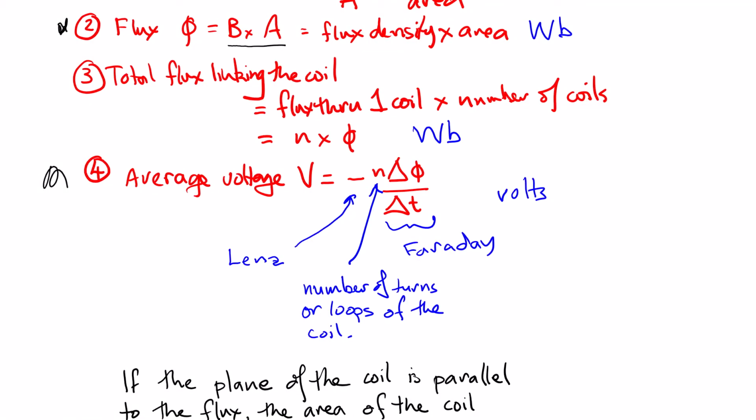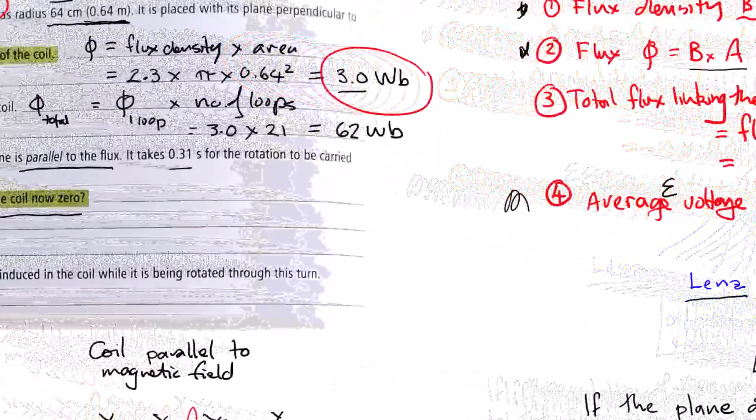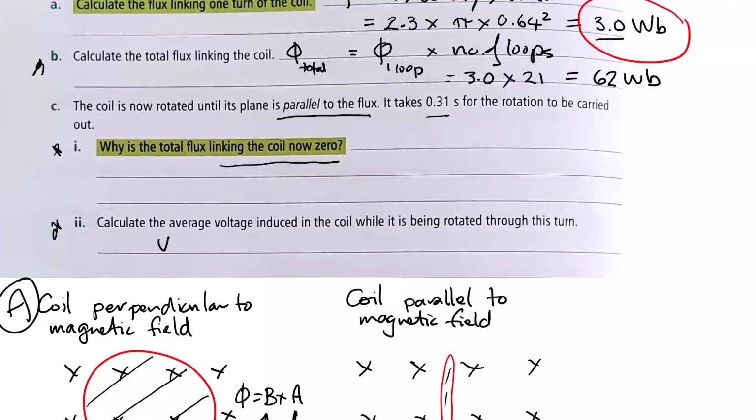The average voltage V, sometimes we write the EMF rather than the average voltage, but the voltage is equal to negative N delta flux divided by delta time. Remember, the negative sign as a result of Lenz's law will tell us the direction of the voltage, direction of the induced current. N, the number of turns or loops in the coil, and this expression delta phi over delta T is Faraday's law. So the voltage is equal to negative N delta phi over delta T. To calculate the average voltage, the voltage is equal to negative N delta phi, the change in flux, divided by the time.